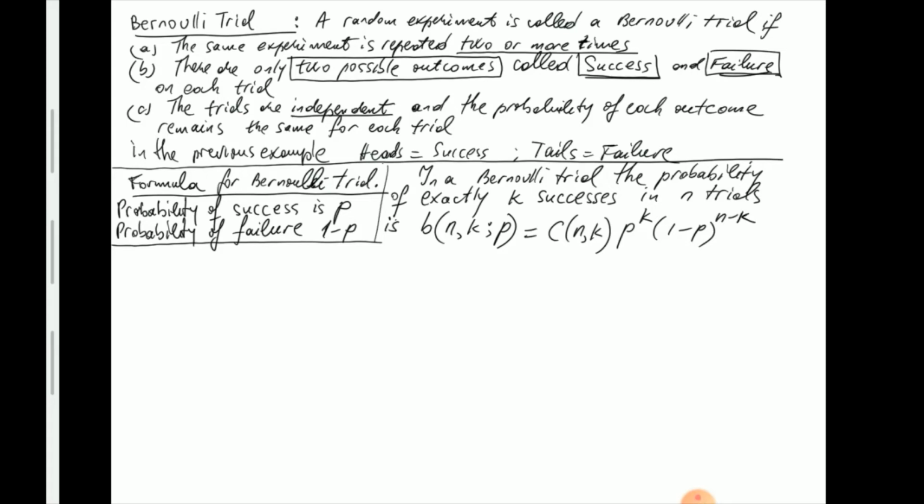In some books they call the probability of failure Q, but remember, since there are two outcomes, they should add up to 1. So I'd like to just state the formula like that.